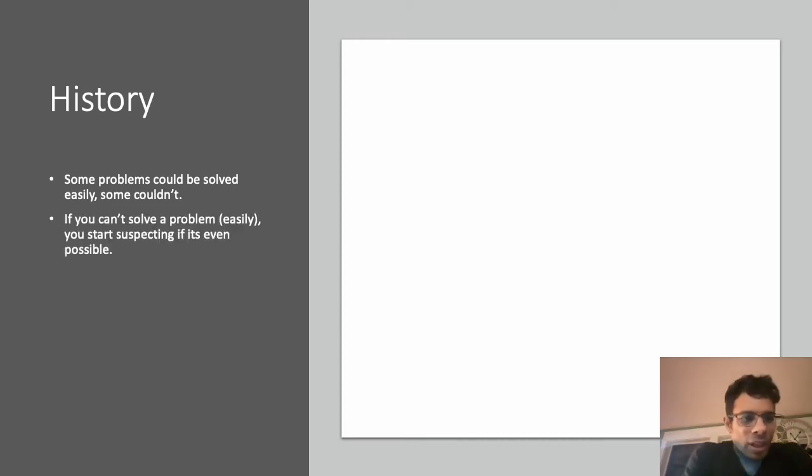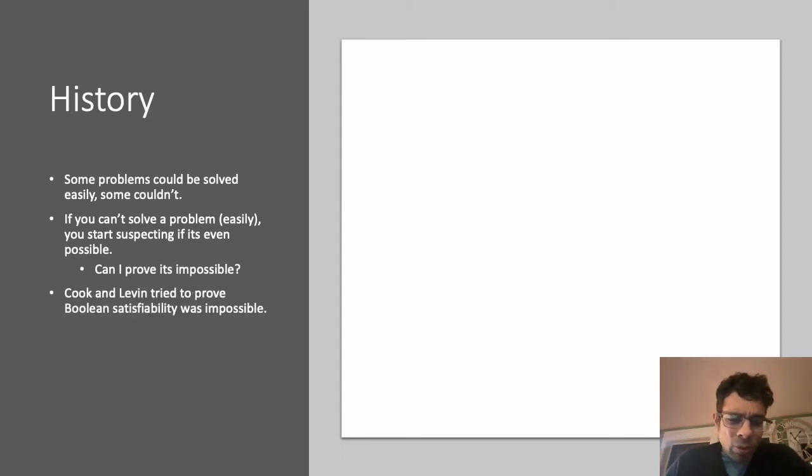So if you can't solve a problem easily and you just try and try and try, and others in your field also try, at some point you start suspecting, is it even possible? Maybe there is no polynomial time solution to this problem. And then the next thought you have is, can I prove it's impossible? So I don't bother looking anymore, and I save others a bunch of time as well.